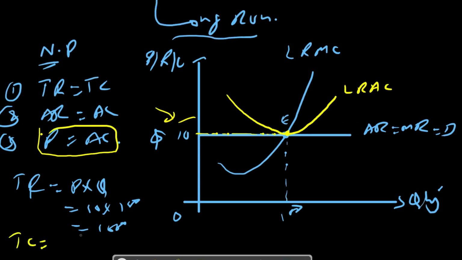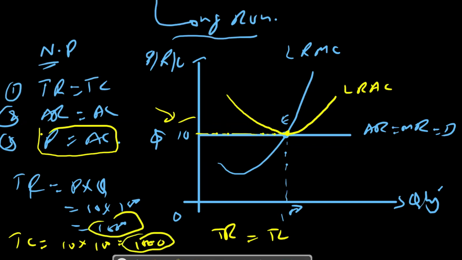And total cost is now calculated as 10 into 100 is equal to 1000. So now total revenue is equal to total cost, because revenue is equal to 1000. Total revenue is equal to 1000 and total cost is also equal to 1000. When total revenue is equal to total cost, firms earn normal profit only.